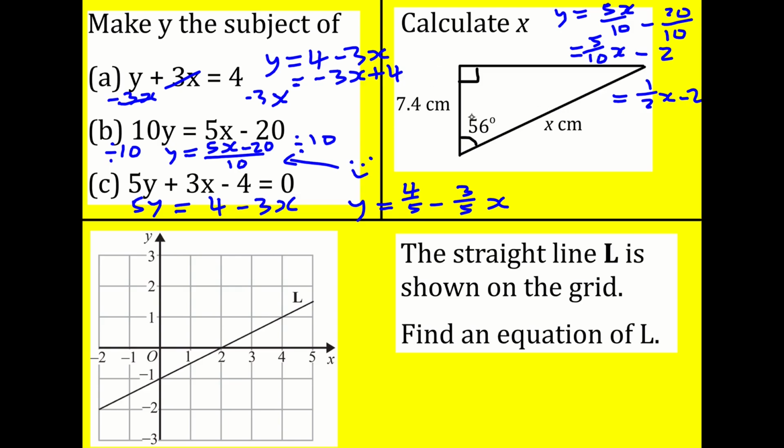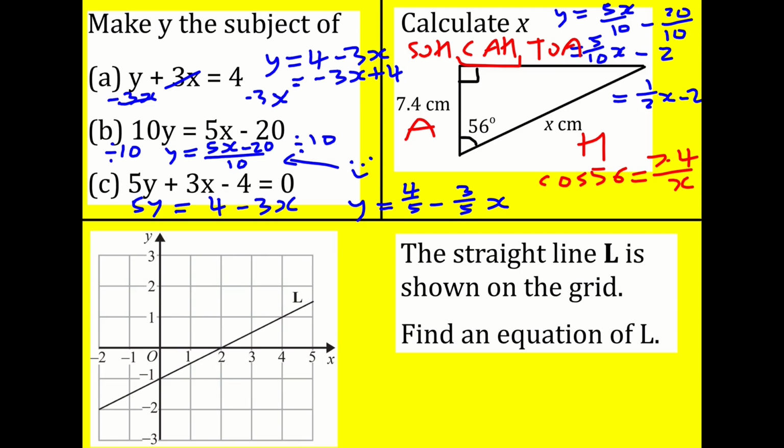Okay, second question. This is right-angle trigonometry. So I've got my hypotenuse, and I've got my adjacent. I've got SOHCAHTOA, and I'm trying to work out the hypotenuse. I know the adjacent, so it's going to be CA. It's going to be CA, which means cos of the angle, in this case 56, is equal to the adjacent over the hypotenuse, which in this case is 7.4 over x. That's what I can write down.